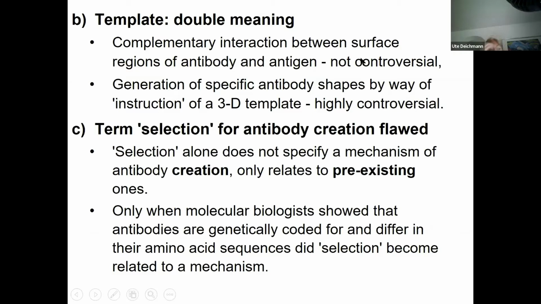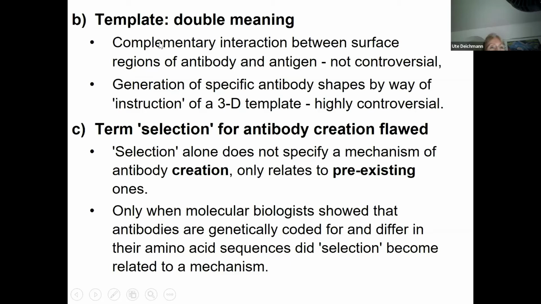So the term template has a double meaning. In addition to the complementarity interaction between surface regions of antibody and antigen, which has not been controversial, there is the generation of specific antibodies shaped by way of instruction of a three-dimensional template, which is highly controversial. We have to differentiate between those.